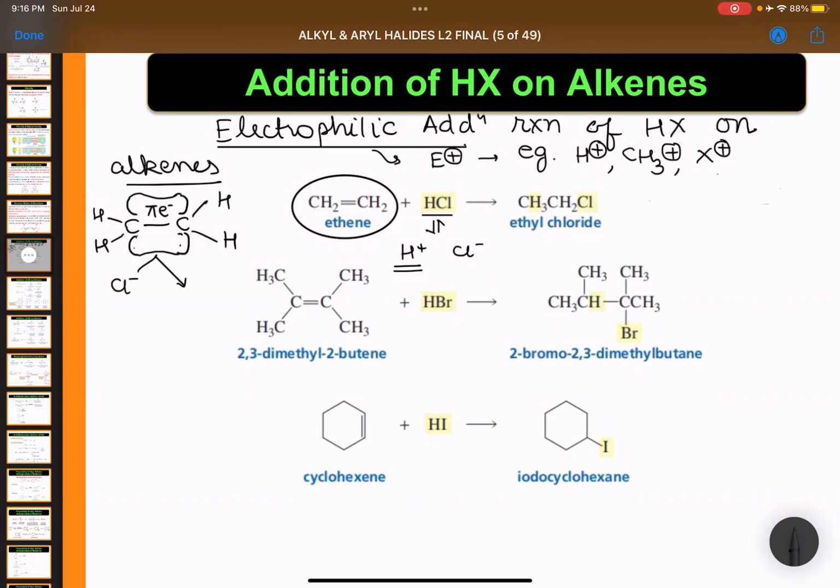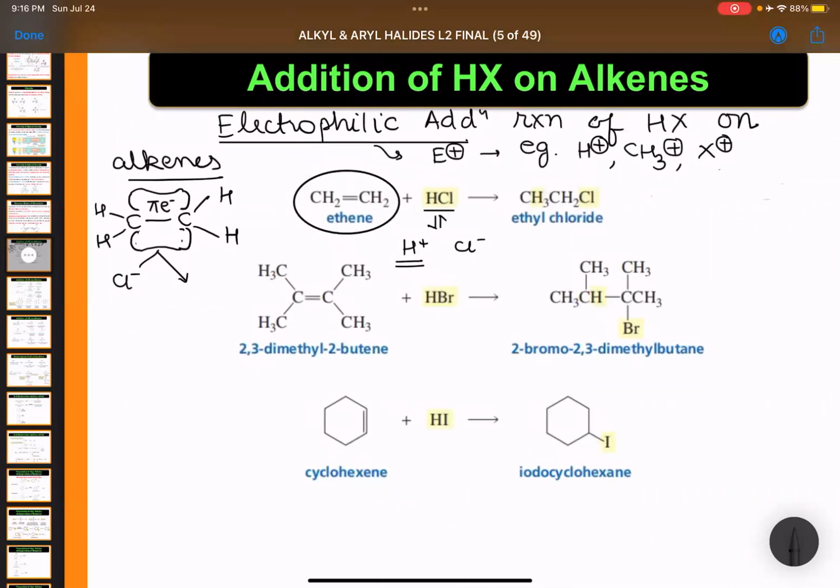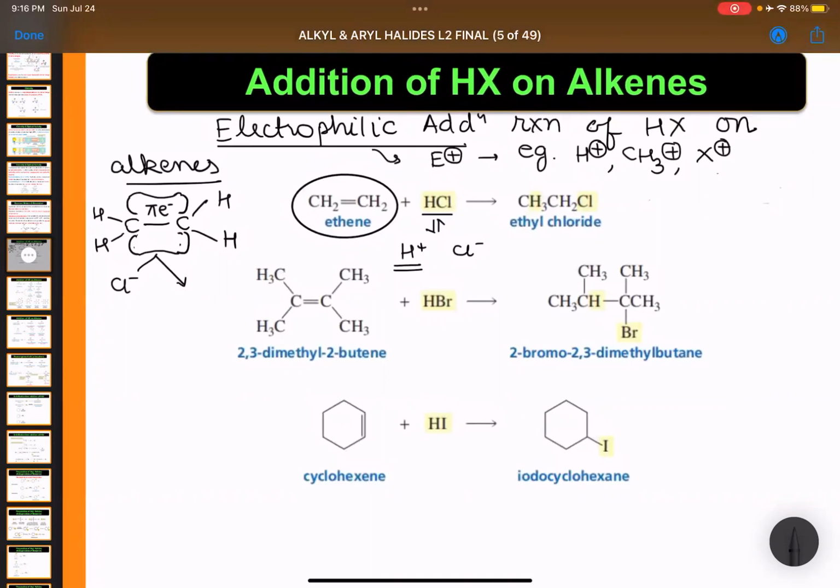Cl minus is a nucleophile. It is a nucleophilic species, meaning nucleus loving species. It already has a lot of electrons, so it needs some positively charged, electron deficient atom where it can go and give its electron pair. So Cl minus is a nucleophile, and the nucleophile will be repelled away by the pi electron density. Only the H plus can go and attack the double bond, because H plus wants electrons. It is electron deficient, and your alkene has a lot of electrons in the form of pi electron cloud.